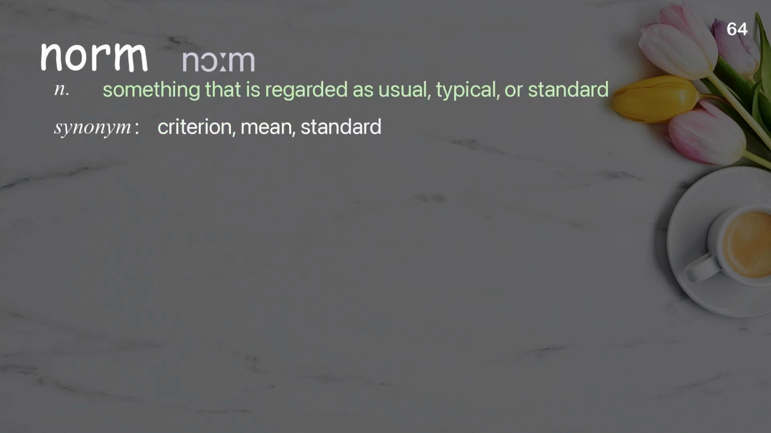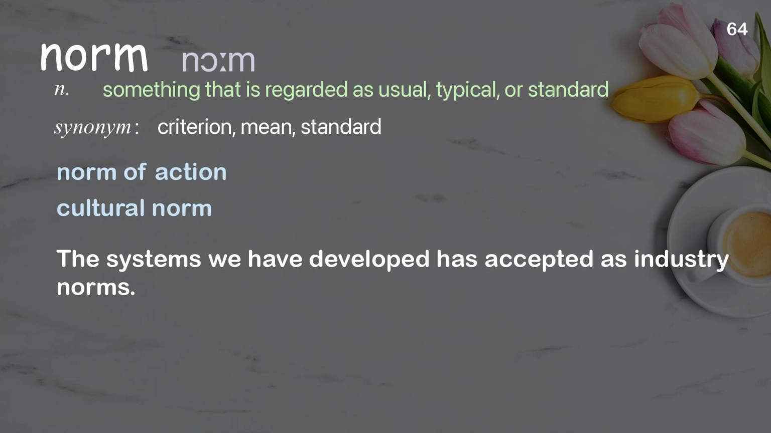Norm. Something that is regarded as usual, typical, or standard. Examples: norm of action. Cultural norm. The systems we have developed have been accepted as industry norms.